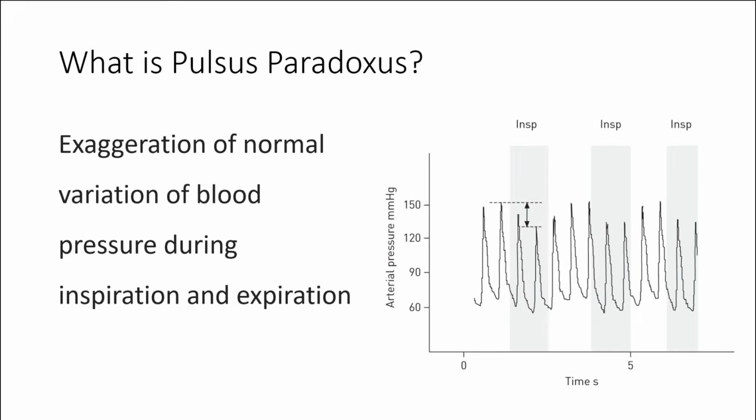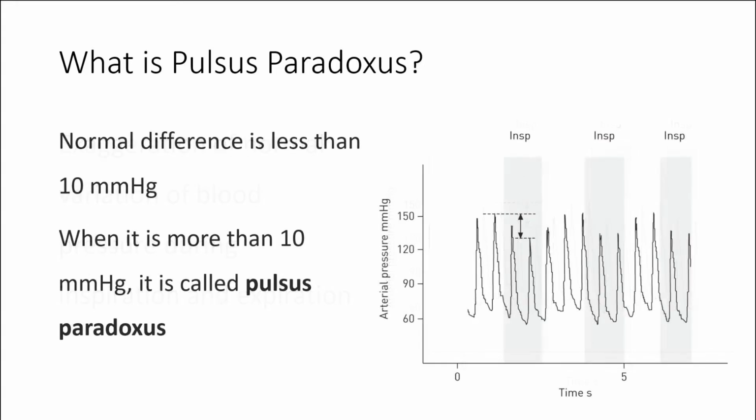Even though it is called a paradox, actually it is not a paradox. It is an exaggeration of a normal physiological phenomenon. In a normal person, blood pressure varies during inspiration and expiration. Blood pressure drops during inspiration and rises during expiration. In a normal person, this difference is less than 10 millimeters mercury. When it is more than 10 millimeters mercury, it is called Pulsus Paradoxus.